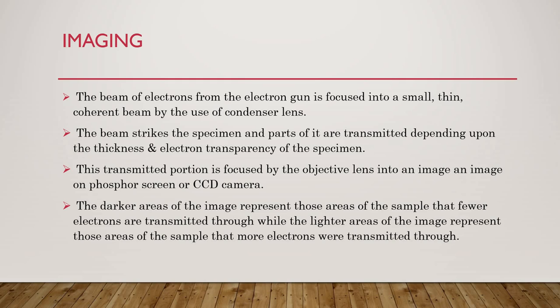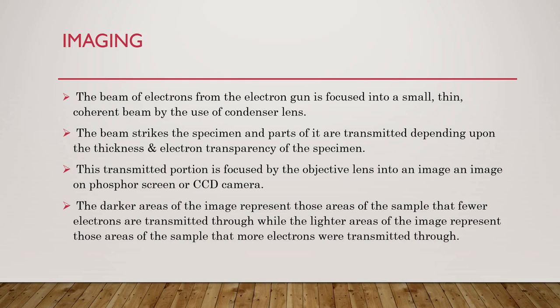This transmitted portion is focused by the objective lens into an image on a phosphor screen or charge-coupled device camera. Optional objective apertures can be used to enhance the contrast by blocking out high-angle diffracted electrons. The image then passes down the column through the intermediate and projector lenses and is enlarged all the way. The image strikes the phosphor screen and light is generated, allowing the user to see the image.